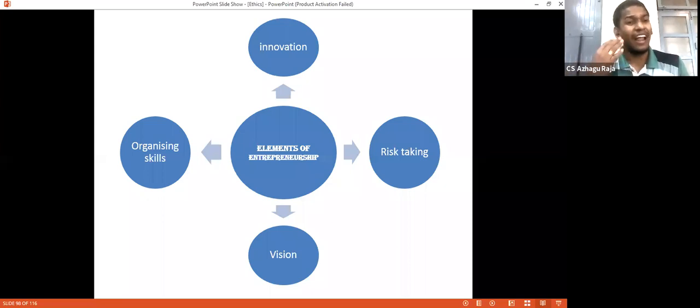And what is a visionary? An entrepreneur is always a visionary, and so the enterprise should have a vision. Vision means what are we going to do? What is the organization goal? What is the organization vision, mission? How are we going to reach it? What are the ways in which we are going to reach it? Those things come under vision. And what is organization skill? Organization skills include supervision, leadership, motivation, communication. That is getting things done through others. Those are the organizing skills.